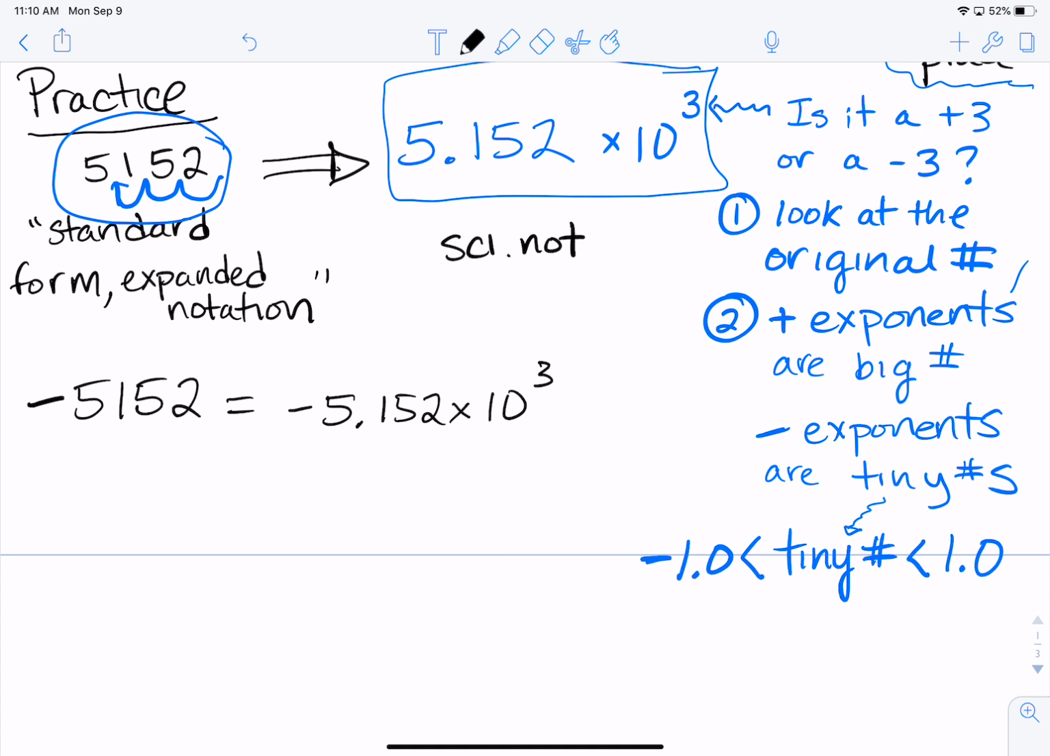Remember what a negative exponent means. A negative exponent means that the original expanded notation was a tiny number. Is this a tiny number? No, it's not. Tiny numbers are right here. It's a big negative number. It's not a tiny number. It's not 0 point something. So good. Thank you for asking, is it the exponent or do I put it in the front? You were correct. You put it in the front. All right. So let's actually try a tiny number.